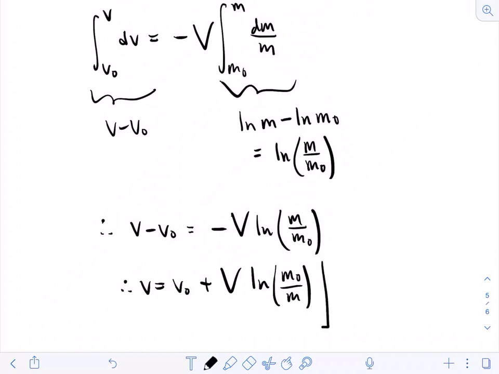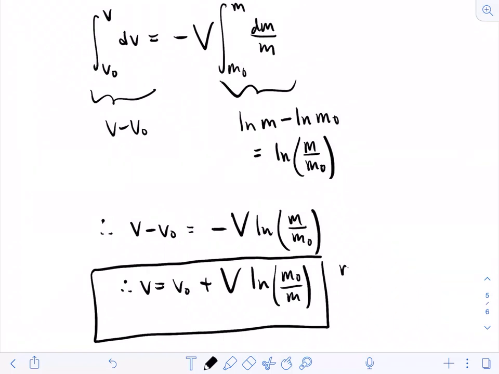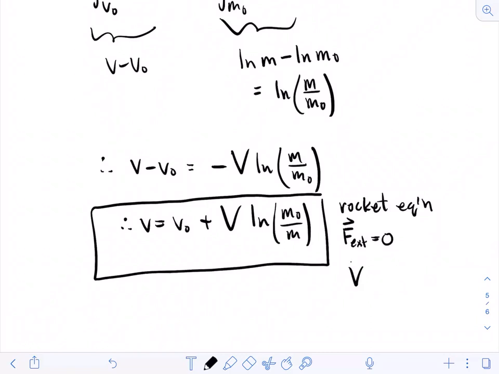And so this is the rocket equation for the case of F external equal to 0 and for the relative velocity of our fuel equal to a constant.